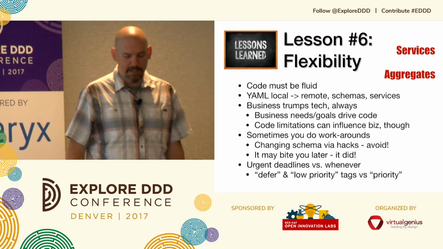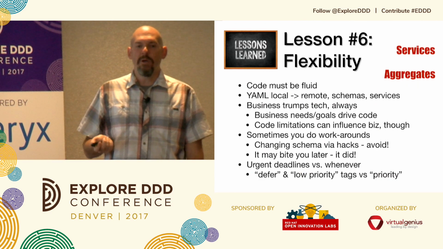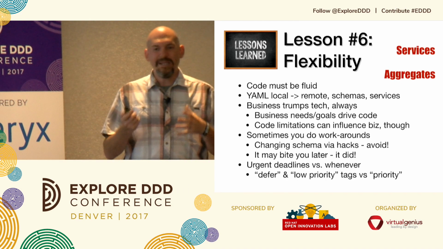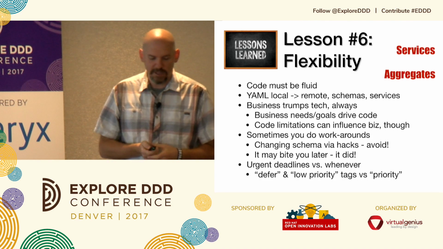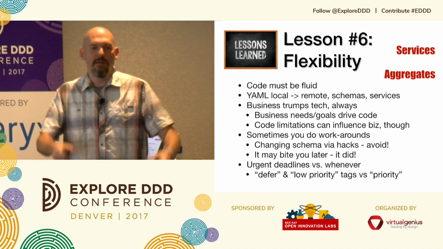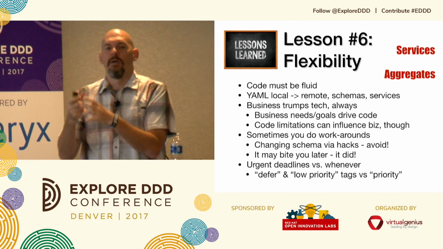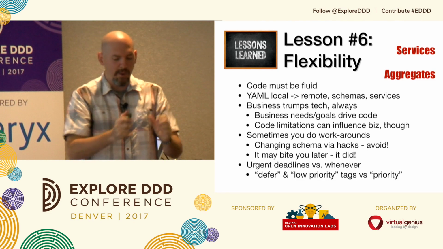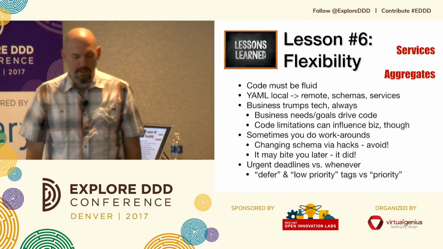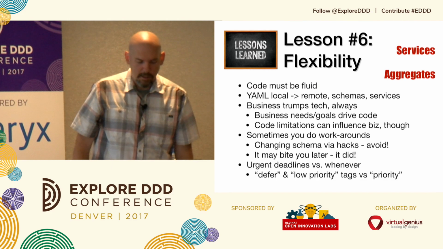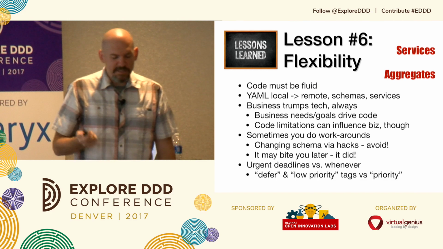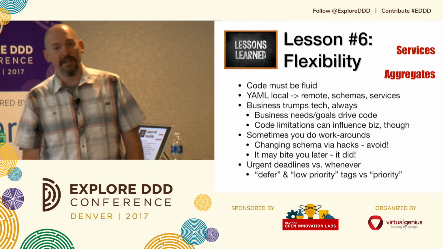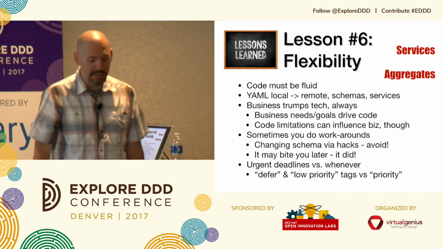Lesson 6, flexibility. The code must be fluid. A well-designed system like this DTP allows for easy changes of pieces without worrying about regressions across the system. The services, where you define each object and say this is a service that's going to do its one thing and it's going to do it well, make the system more flexible. Business trumps tech. Sometimes you just got to deal with business needs, and a flexible system is going to allow you to deal with it quickly.